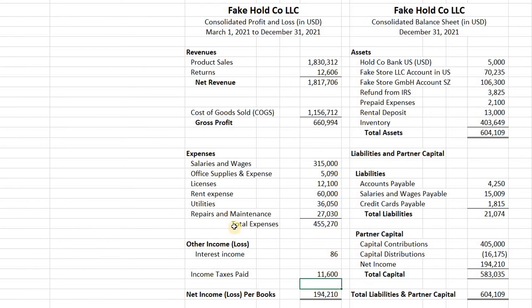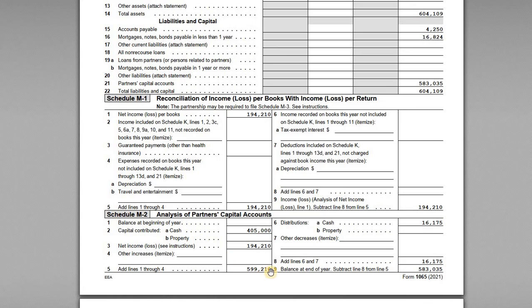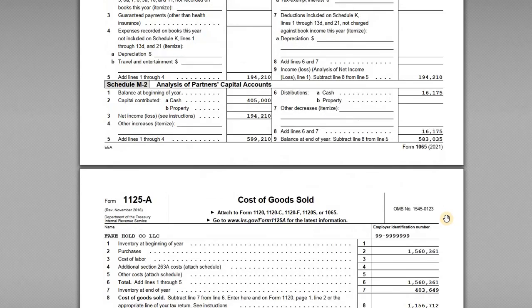It looks good. M-2 is the reconciliation of capital, right? So we put in $405,000 of cash. $194,210 in profits, in book profits rather. Cash distributions, again, remember, there's that $16,175. We'll look at that closer later in the video, but that's the amount of cash distributed or deemed distributed to Jane, but it really went to the IRS, right? So it is a reduction to her capital account.